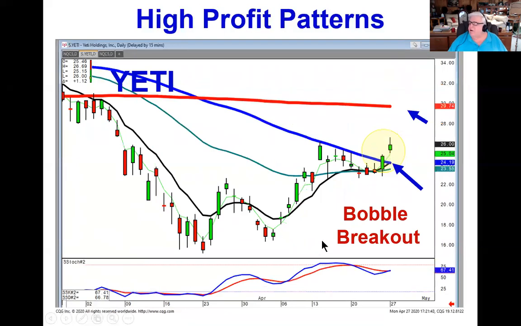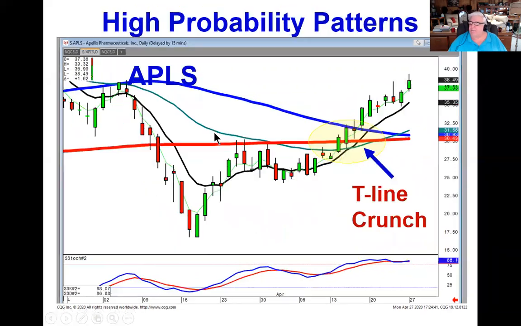Yeti, the same scenario. Your bobble breakout. Positive trading confirming the breakout, making the 200-day moving average your next target. This is not rocket science. This is merely identifying what happens in human nature time after time and what type of patterns the price moves from human nature set up.